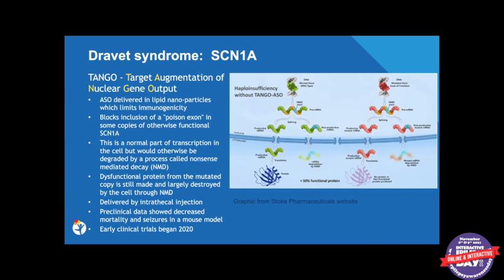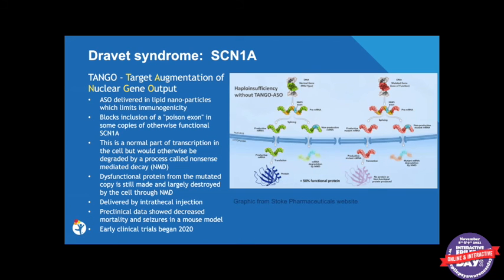It blocks inclusion of a poison exon, which we talked about before, in otherwise functional copies of SCN1A. It's a normal part of transcription that the body would degrade those copies, but instead this TANGO gene therapy is saying, don't do that. We need that copy of SCN1A because one of our other copies isn't working. So don't destroy that one. We're going to cut out the poison exon, and then it's going to work, and it should be fine. Again, the dysfunctional copy is still made and still degraded by the body, but this extra copy is not.